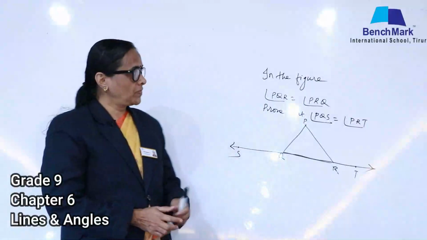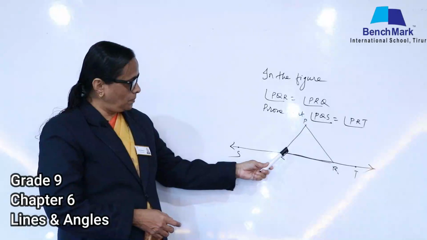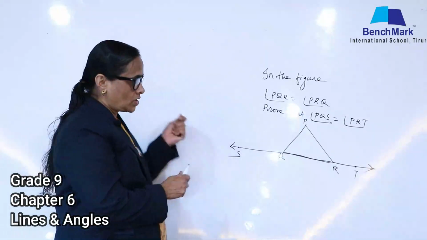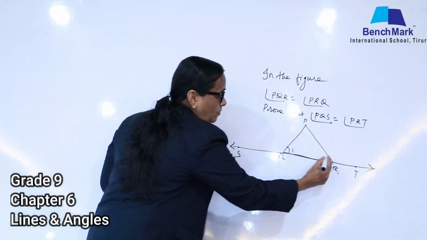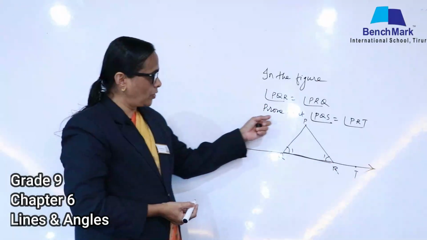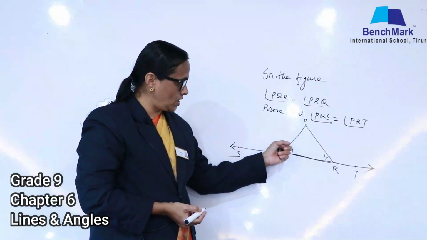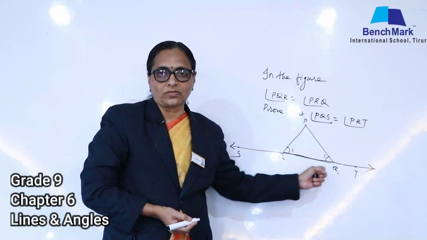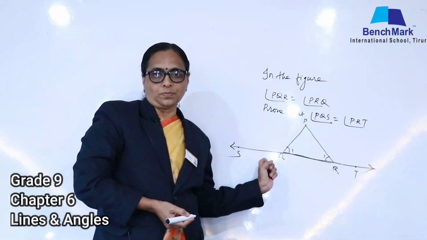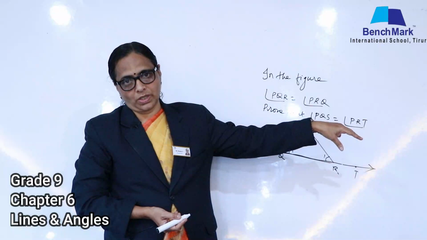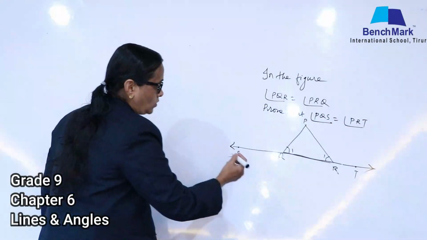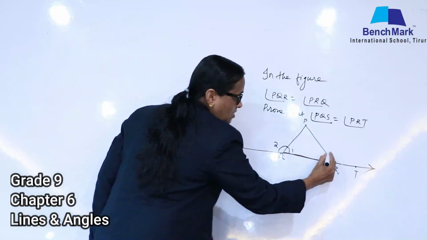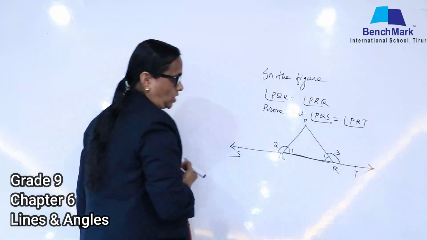The next question is, in the figure, angle PQR is equal to angle PRQ. So if PQR is 1, PRQ is also 1. Prove that angle PQS is equal to PRT. If the internal angles of a triangle are equal, I have to prove the external angles are also equal. How do I do this? So let me give a name to this. Let it be 2 and let this be 3.